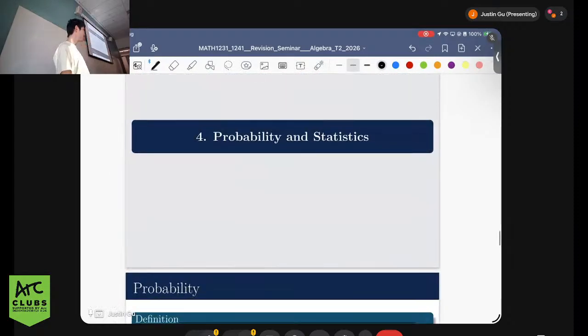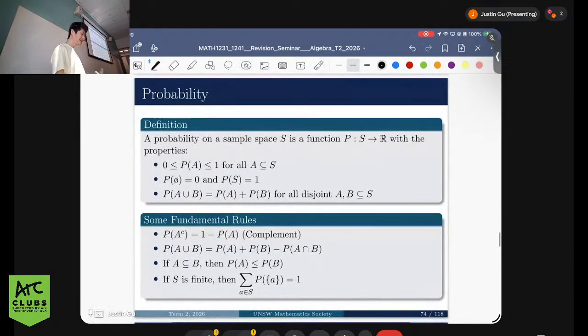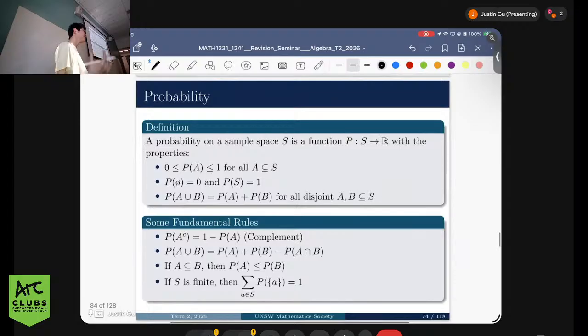But now it's time to go through probability and statistics. This is all very recent stuff, so this should be at the top of your head. But if you don't quite remember, we defined a probability on a sample space. Our sample space was the list of every possible event that could happen. And we define a probability on it as a function that takes elements of S to the real numbers with the property that the probability of any event, or subset of S, must be between 0 and 1 inclusive.